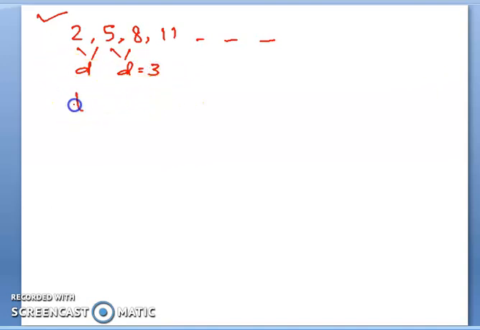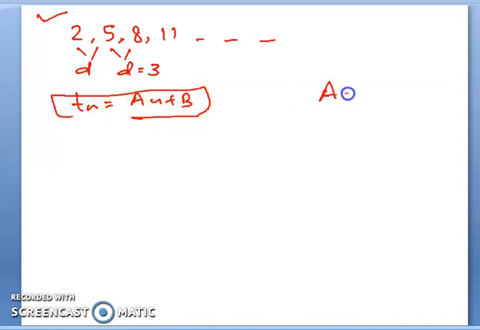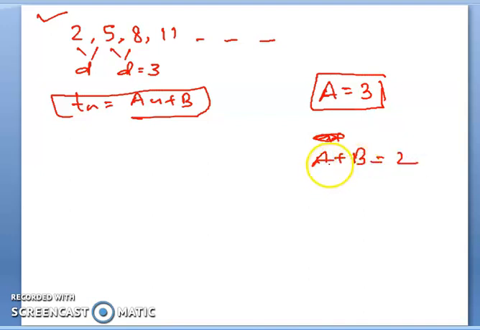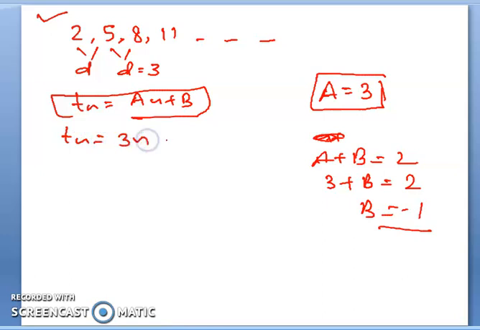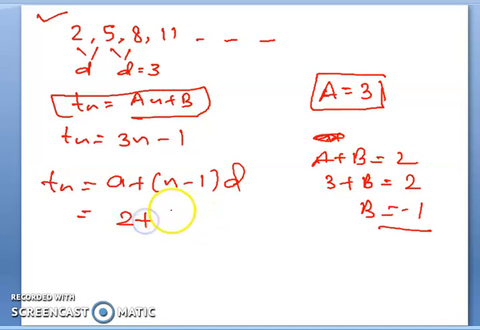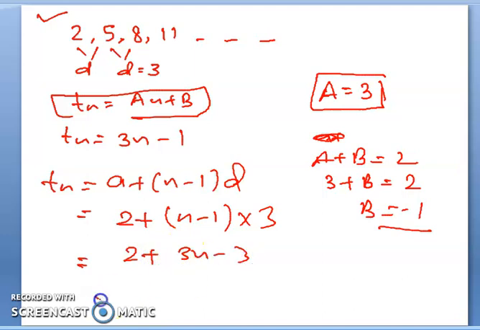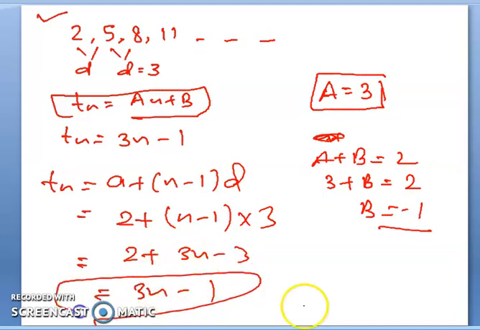So we can write Tn is equal to an plus b. Now a is always this 3, that means the difference. And then a plus b is equal to 2. So a is 3 in this case, and b we can find out, which is minus 1. Now we can write Tn is equal to 3n minus 1, where a is 3 and b is minus 1. Or if I use the formula directly, I will write a plus n minus 1 into d. So a is 2 in this case, and d is 3. If I solve this one, 3n minus 3 plus 2, I can write 3n minus 1. So both ways you will get the same answer.